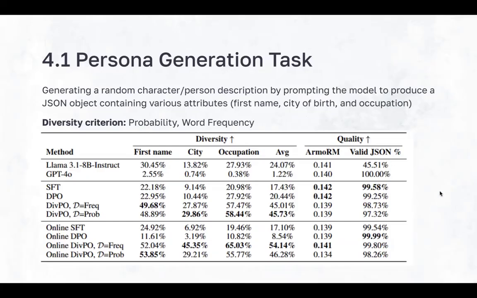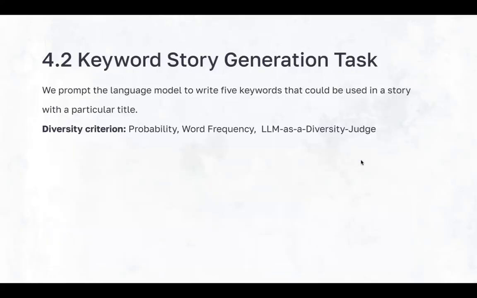The second scenario is the keyword story generation task. We prompt a language model to write 5 keywords that could be used in a story with a particular title. You can see it was a simple task, and we use 3 criteria.